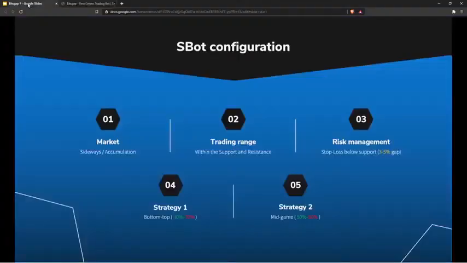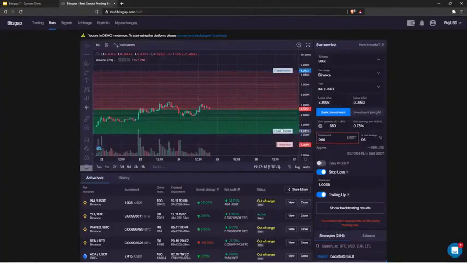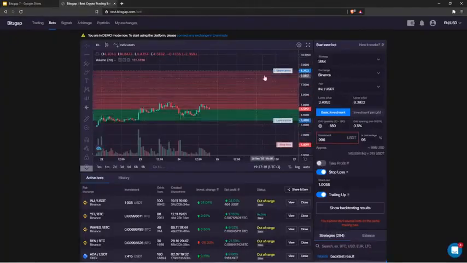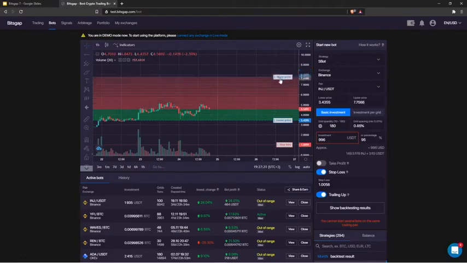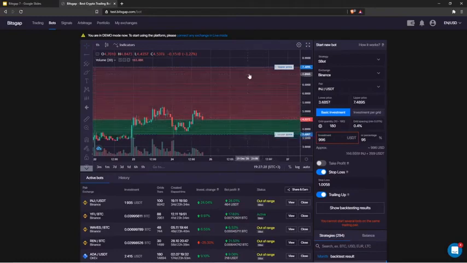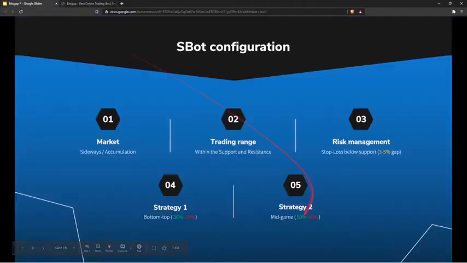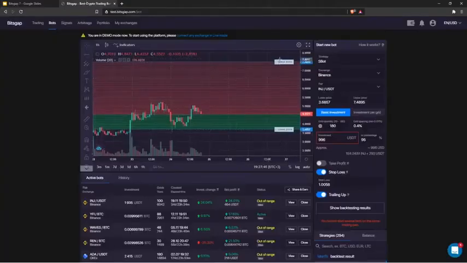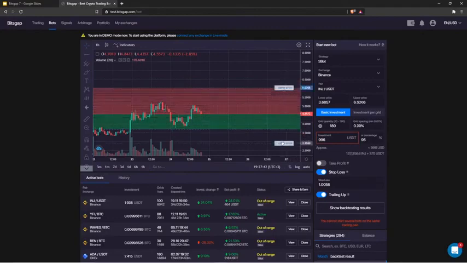So 30% buys. In this case, it's going to look like this, and 70% sell orders. So this clearly looks like 30% buy orders, and 70% of our entire investment is distributed by sell limit orders. That's the configuration for the sideways formation, number one. And number two is a 50-50 game. So that's somewhere like this.